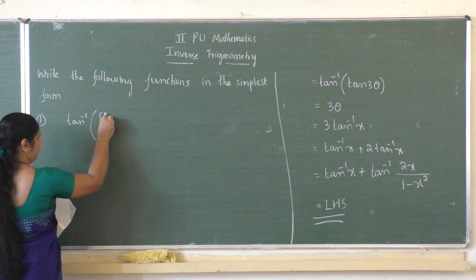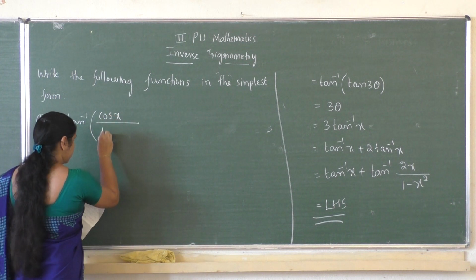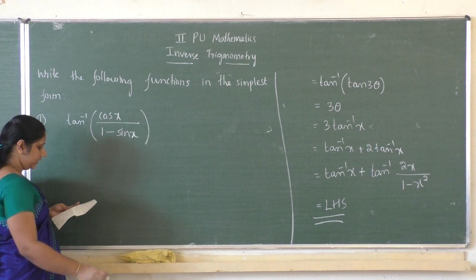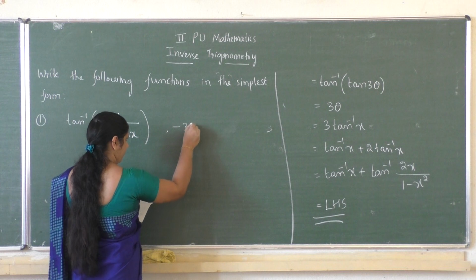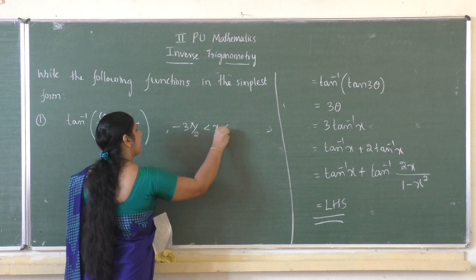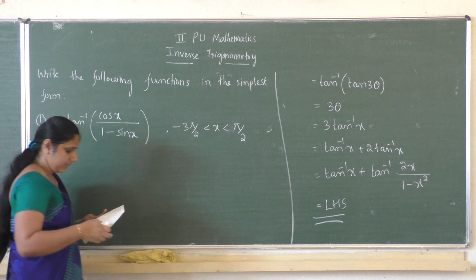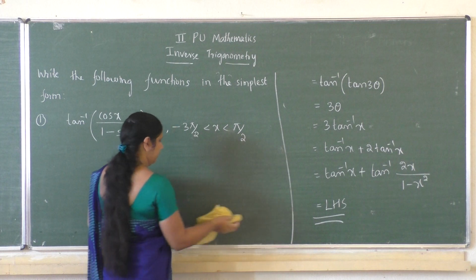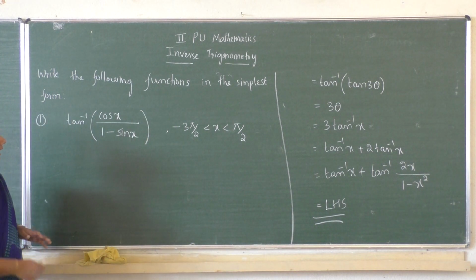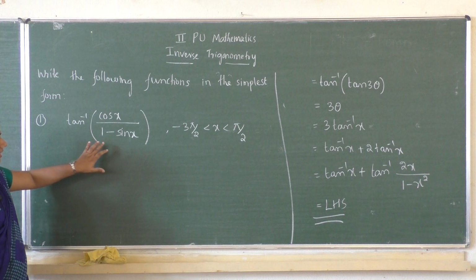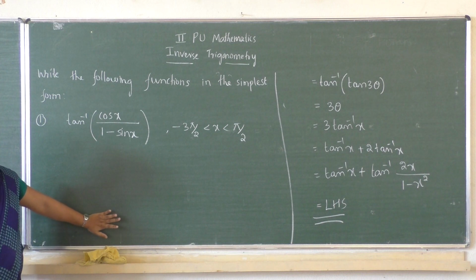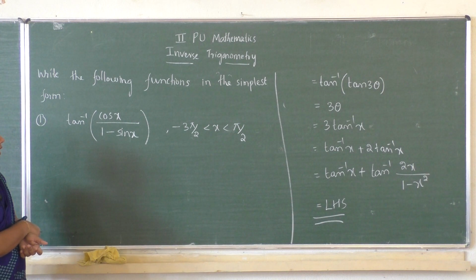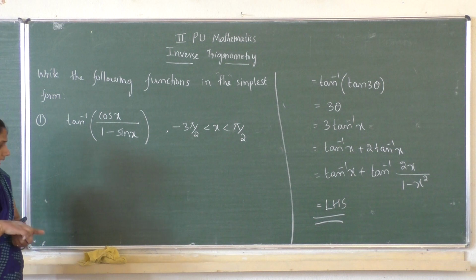tan inverse of cos x divided by 1 minus sin x, where x lies between minus 3 pi by 2 excluding those 2 points. Now we have to write this function in the simplest form. See, we have the question as tan inverse of cos x by 1 minus sin x.